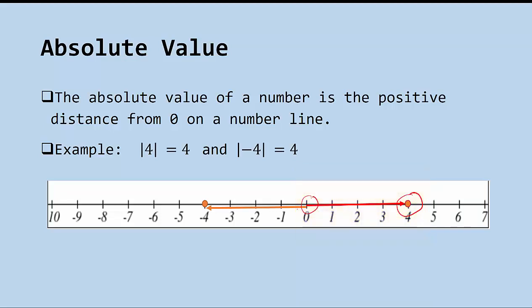We do the same thing for the second one. Negative 4. The absolute value of negative 4 is still 4, because from this point here, going back to 0, we can count 4 units. This concept of knowing that the absolute value is the physical distance from 0 is going to help us a lot in dealing with absolute value equations.